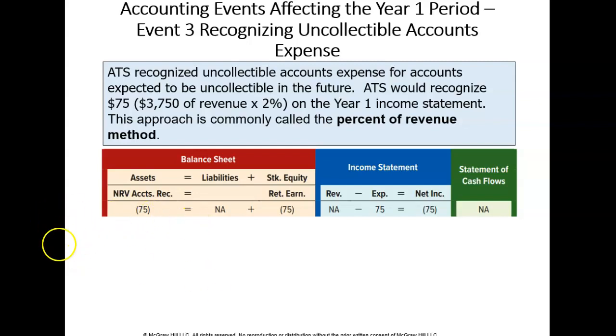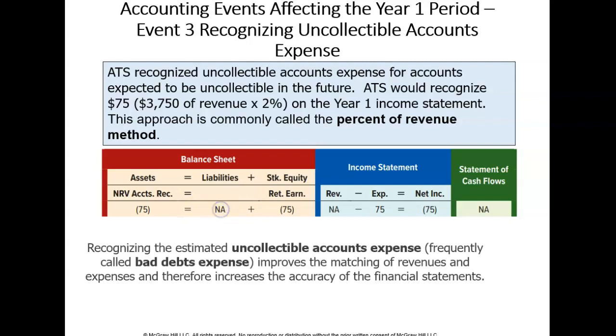Now, it is shown as a negative in parentheses because it is a contra asset account, and your retained earnings account would decrease by $75 because you're going to recognize an expense called uncollectible accounts expense. It's sometimes referred to as bad debt expense. This amount is to estimate that portion of our revenue that we expect is going to become uncollectible.